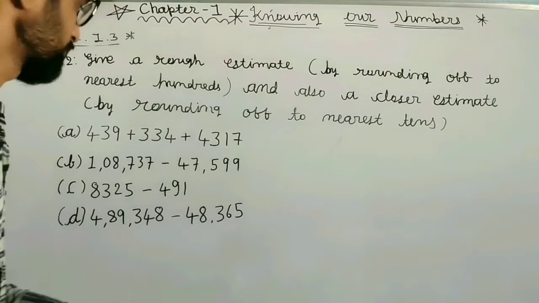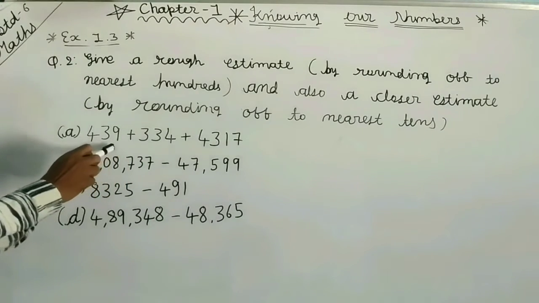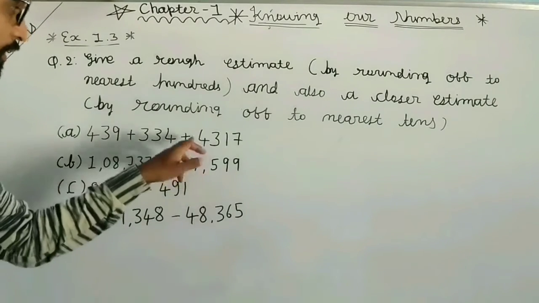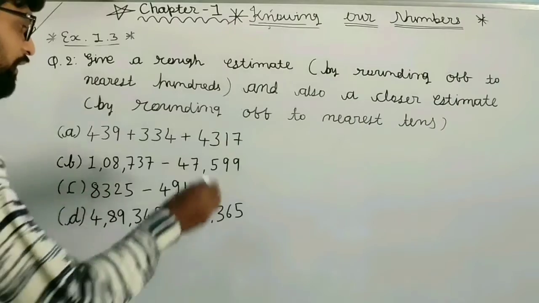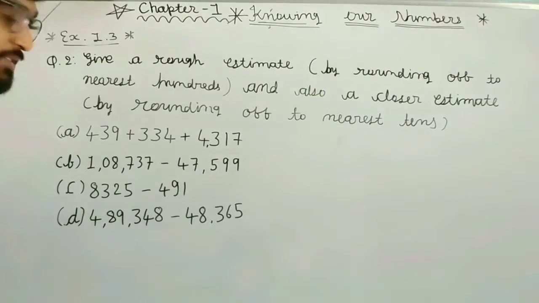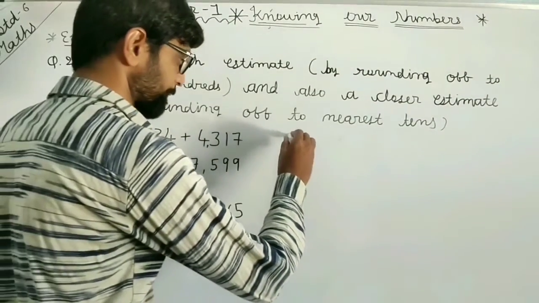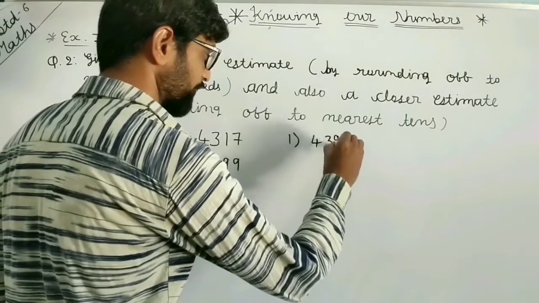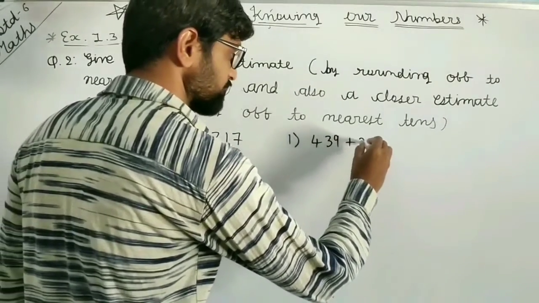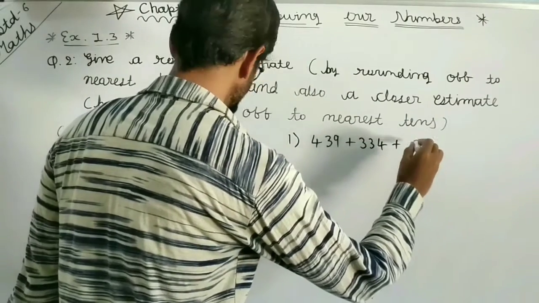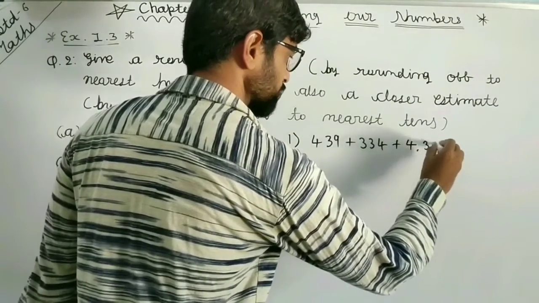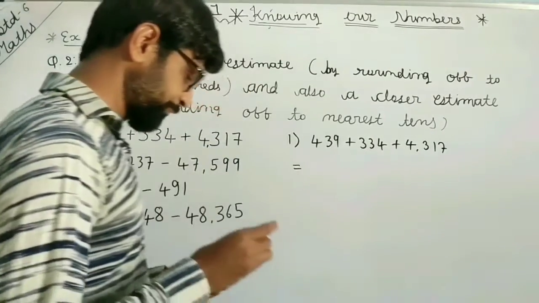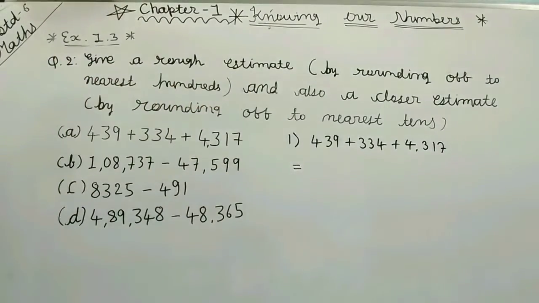Let us see. First one is 439 plus 334 plus 4370. Now first I am doing it with the rounding of 100.